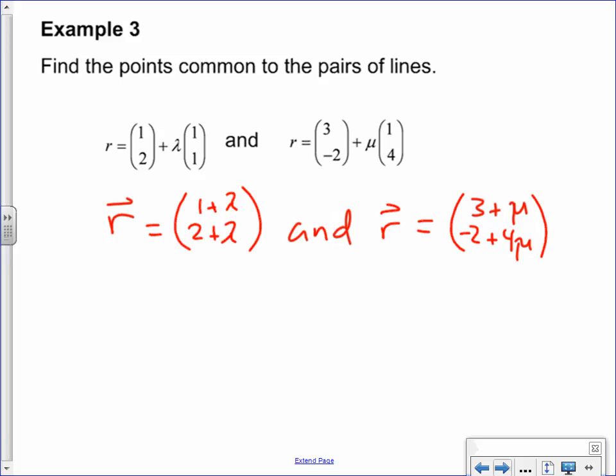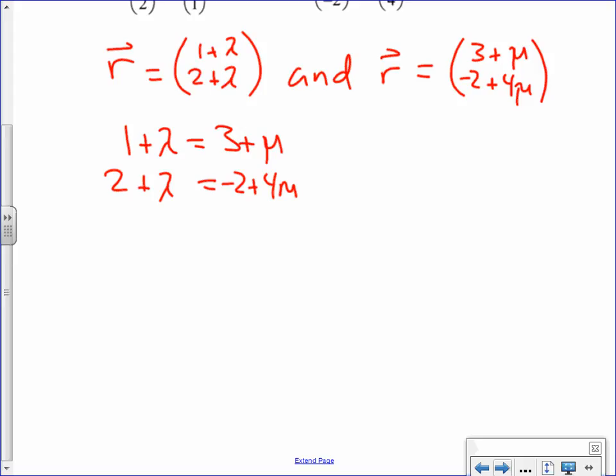Okay. So just equating the parts, the x's would equal each other. So you would get 1 plus lambda is equal to 3 plus mu. And then the second part would be 2 plus lambda is equal to negative 2 plus 4 mu. Yes? Okay. Solve for mu and lambda, but should we try a system? Let's try a system.